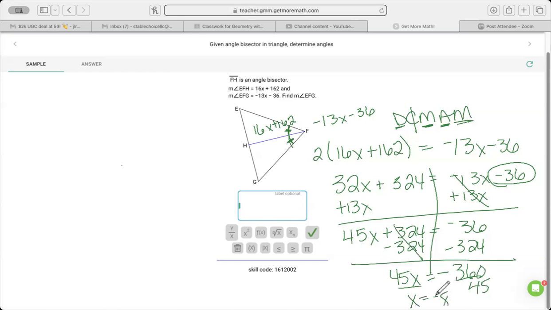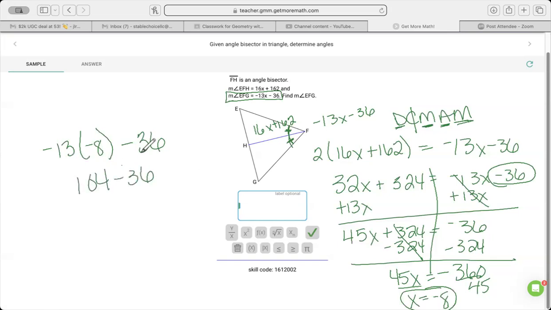Now, this tells us that x equals negative 8, right? We have to use that to find the answer. It said find the measure of angle EFG. So EFG was this one here. So we're going to take that negative 8 and substitute it in. So the measure of EFG is negative 13 times negative 8, which gets us a positive, right? And then minus 36. So negative 8 times negative 13 is 104. And then minus 36 is 68.